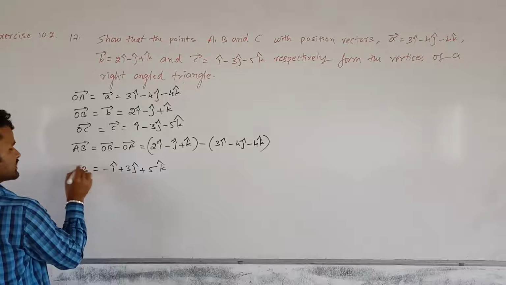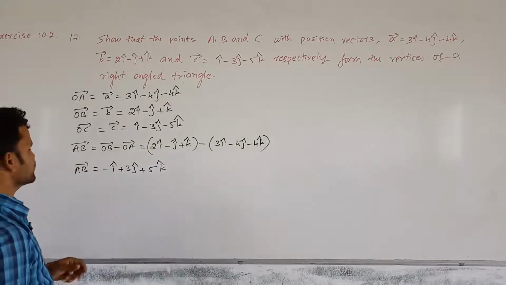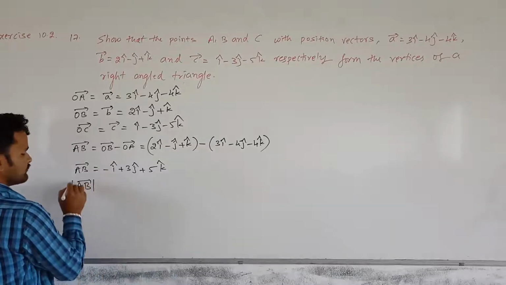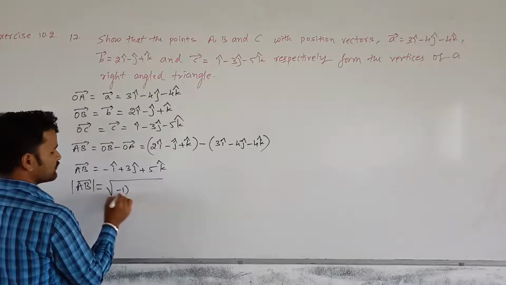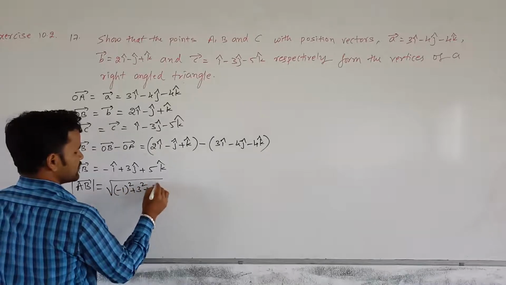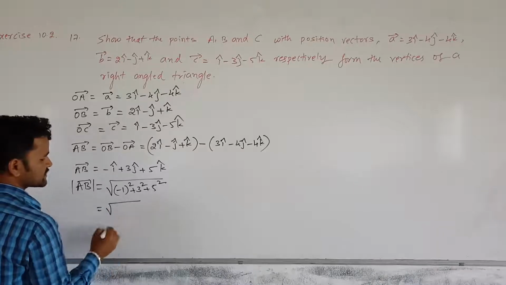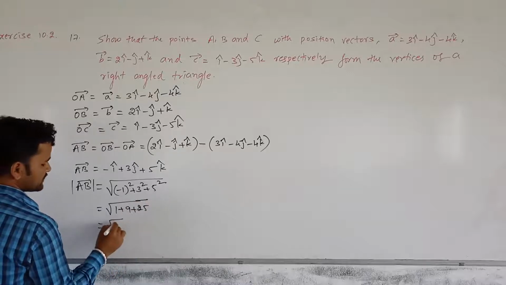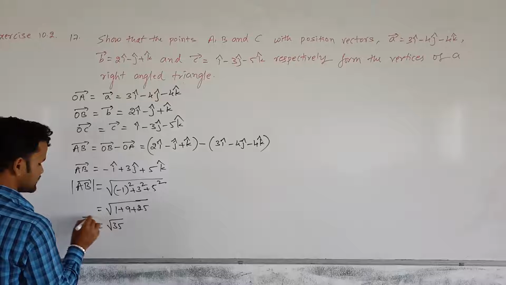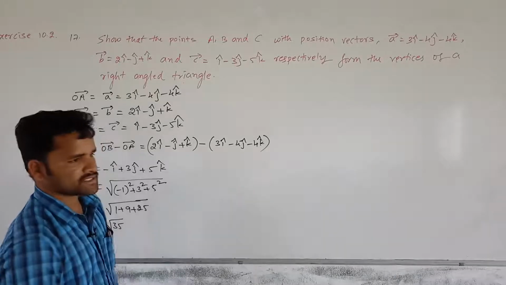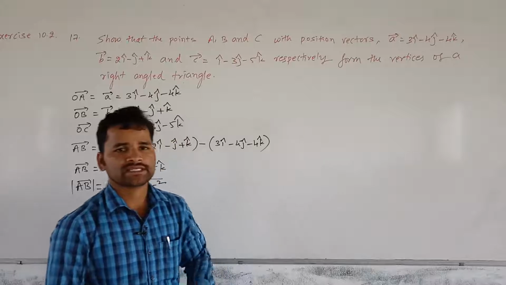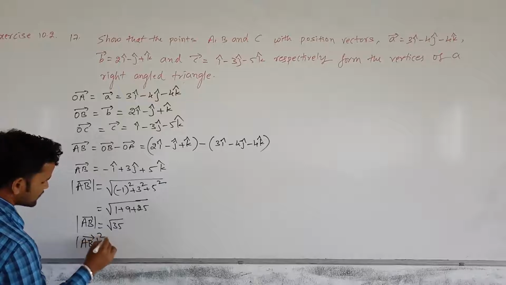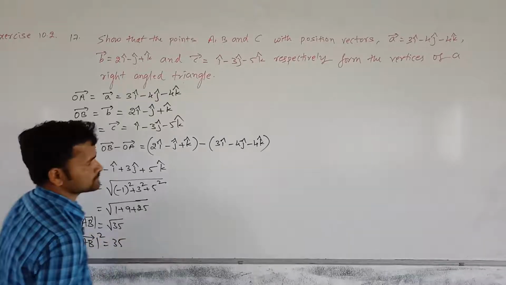What is this? This is vector AB. I want the length of this vector, so let us take the magnitude. Magnitude of vector AB is equal to the square root of minus 1 square plus 3 square plus 5 square. This is the square root of 1 plus 9 plus 25, which is the square root of 35. This is the length of vector AB. To use Pythagoras theorem, we want the square of that length. So square on both sides. Squaring on both sides, we have this length as 35.